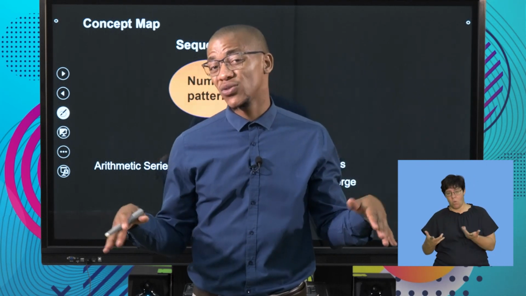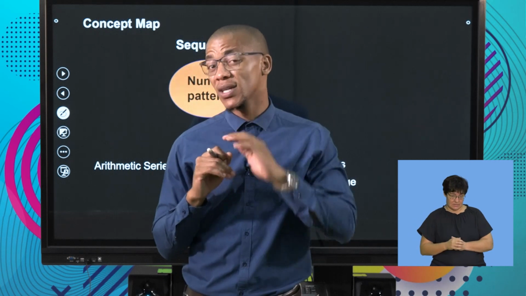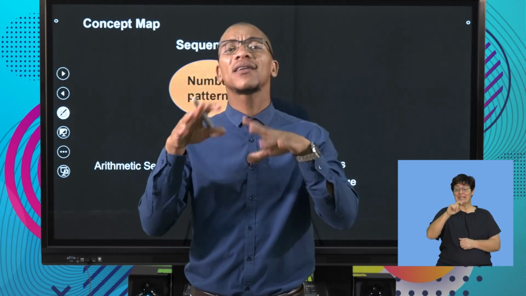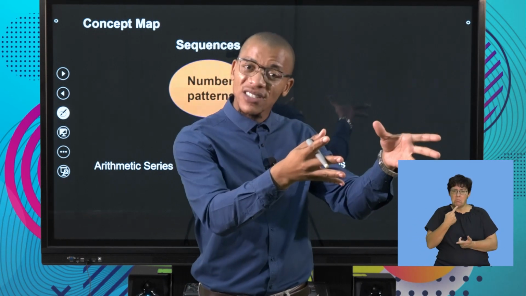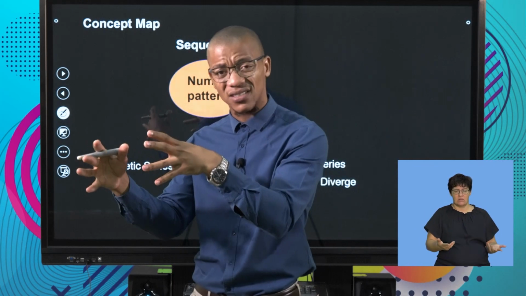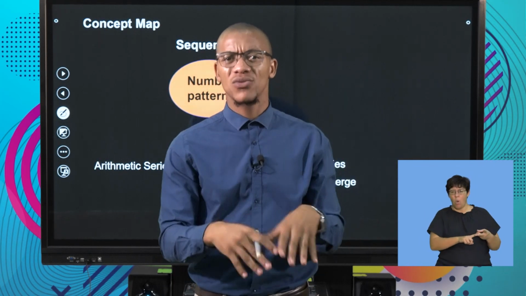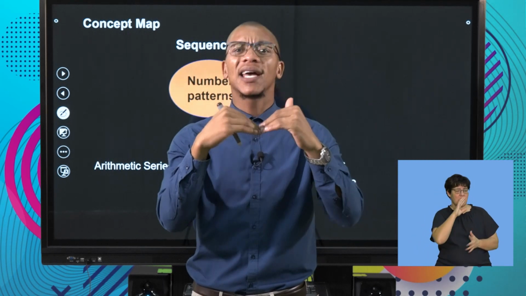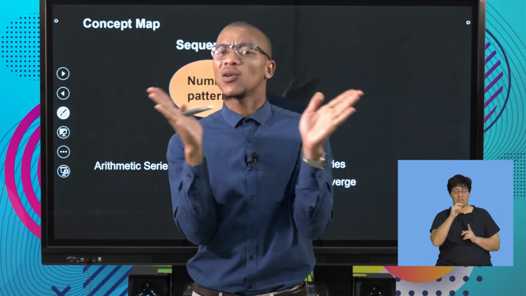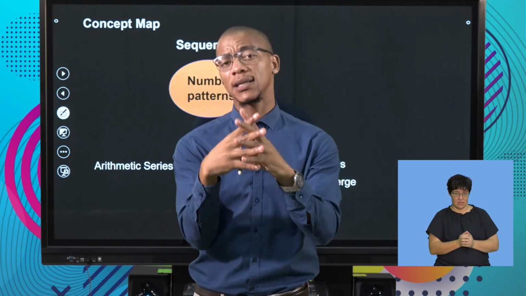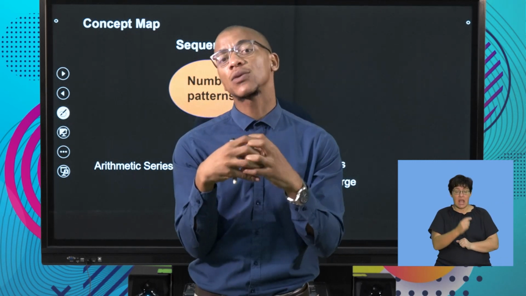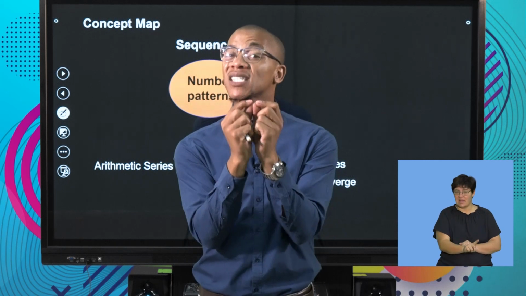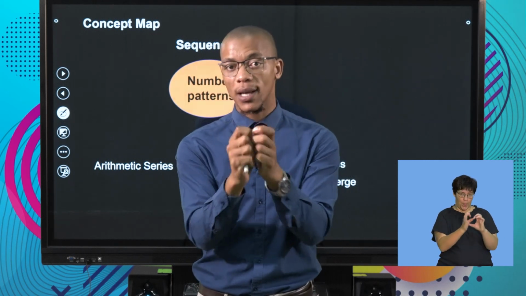Now, with the geometric series, we then have when it is a converging series and a diverging series. What does that mean? Remember, converging is more like coming together, right? And diverging is more like going out. But mathematically, when you say something is converging, we are saying that it is becoming smaller and smaller and smaller.